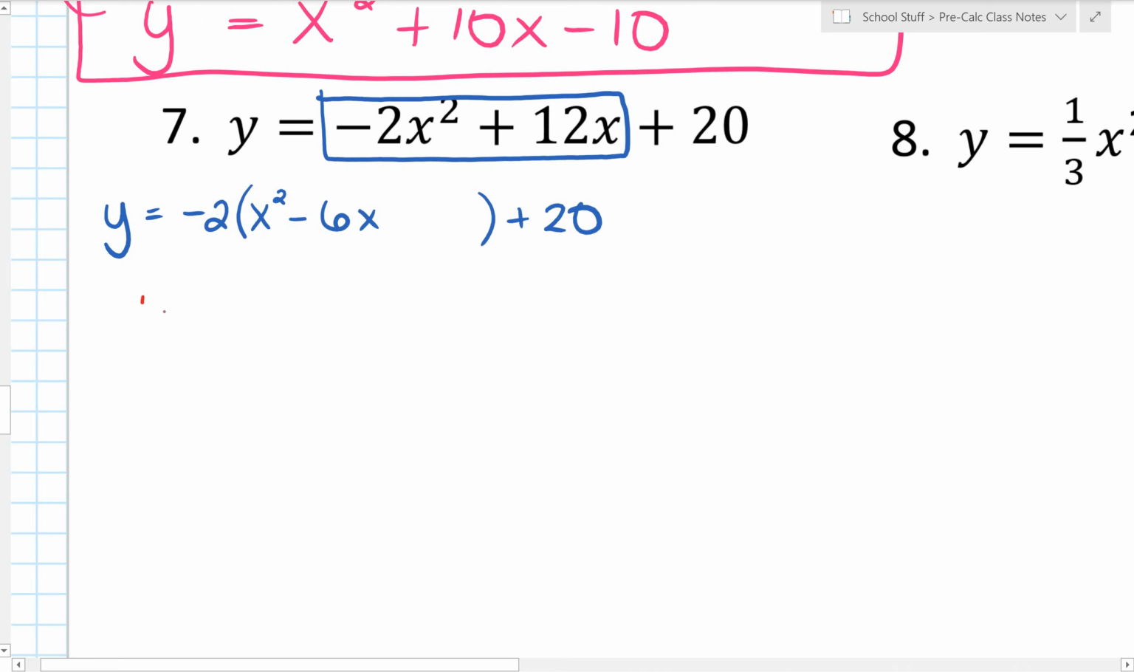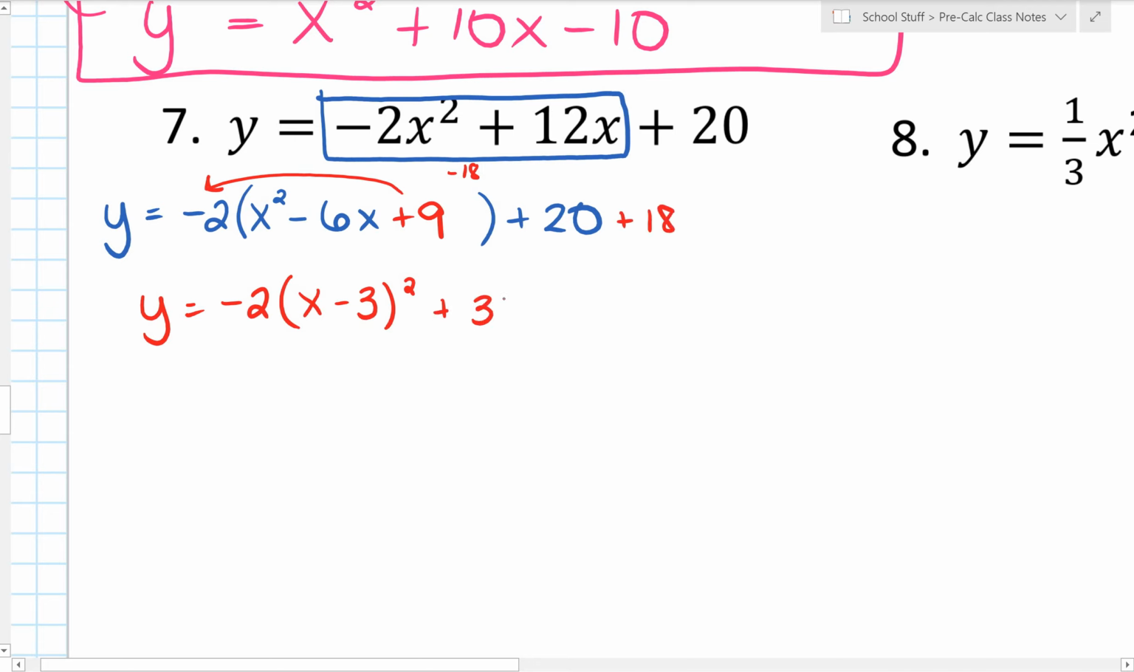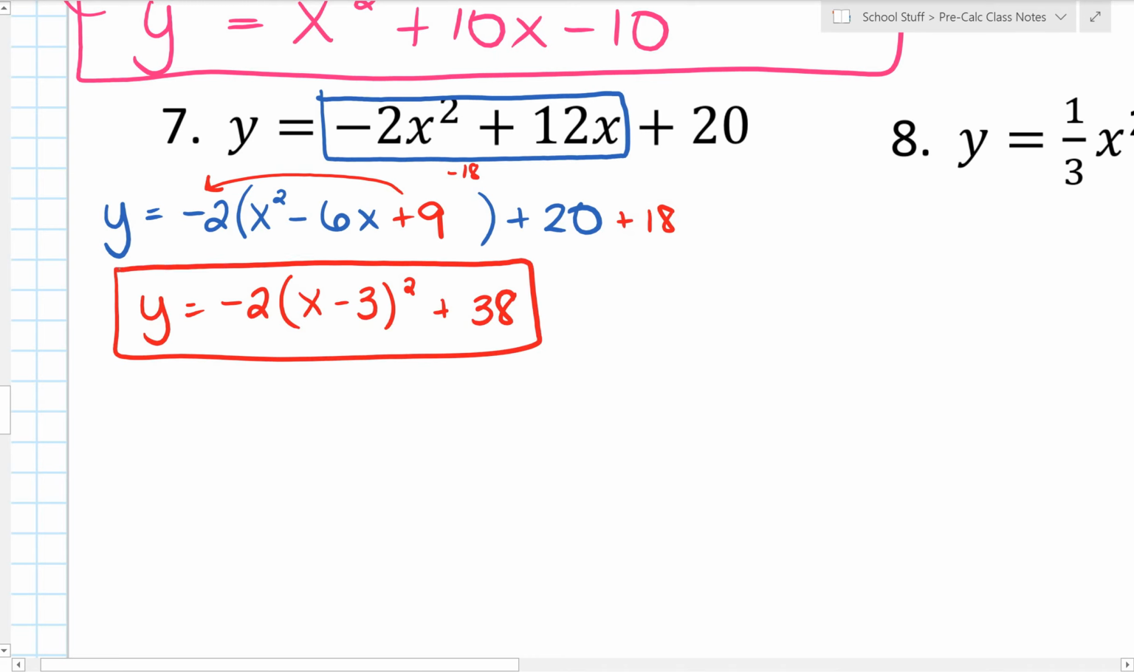Now we complete the square. Square root. Half that number, keeping that sign. Square it. Negative 3 squared is 9. But I didn't just put in the 9, I put in the 9 times the negative 2. 9 times negative 2 is negative 18. So at the end, I'm going to put in a positive 18. So there is my vertex form.